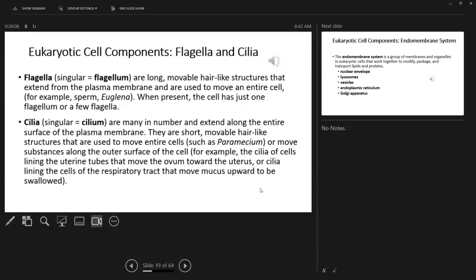There's also cilia in the uterine tube, the fallopian tubes, that move the egg from the ovary toward the uterus after ovulation. They help to sweep it through that tube.